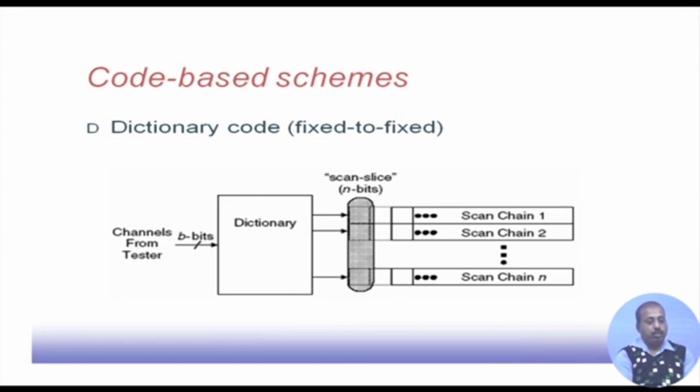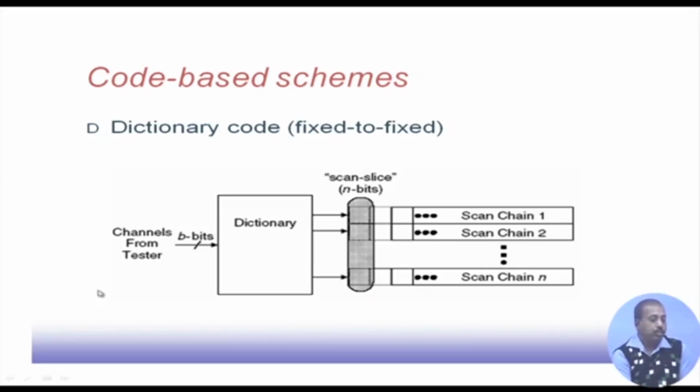In the first clock cycle, the first slice is loaded, and all n chains get their first bit. Then in the next clock cycle, the next slice is loaded, so all n chains get their next bit. This way the loading is done. From the ATE through the channel, I get a B bit pattern. This B bit pattern is used to index this dictionary, and from the dictionary the corresponding test pattern is found, and that is what loads the scan slice.